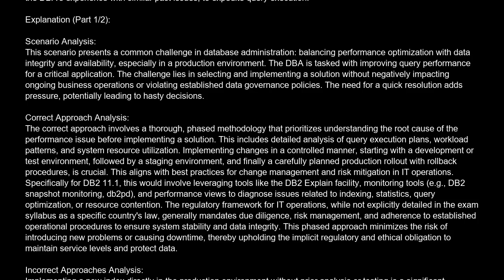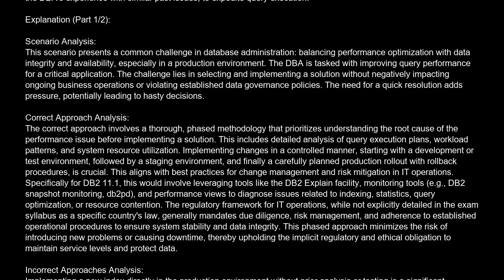Explanation. Scenario analysis. This scenario presents a common challenge in database administration, balancing performance optimization with data integrity and availability, especially in a production environment. The DBA is tasked with improving query performance for a critical application. The challenge lies in selecting and implementing a solution without negatively impacting ongoing business operations or violating established data governance policies. The need for a quick resolution adds pressure, potentially leading to hasty decisions.